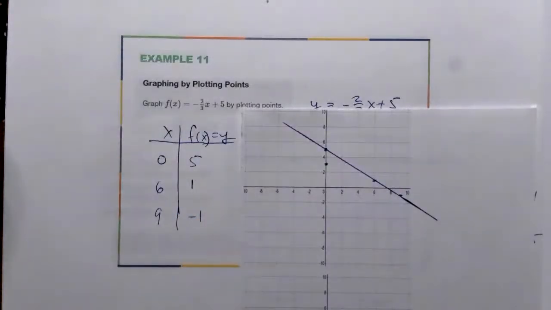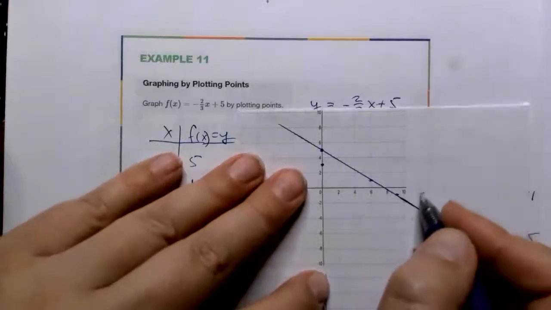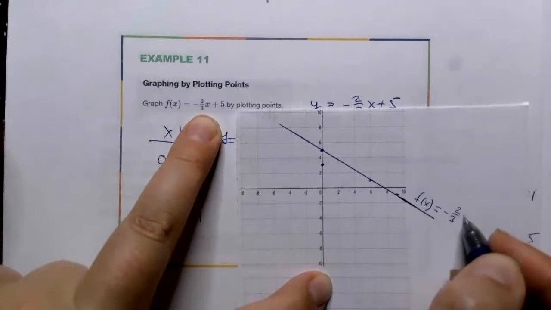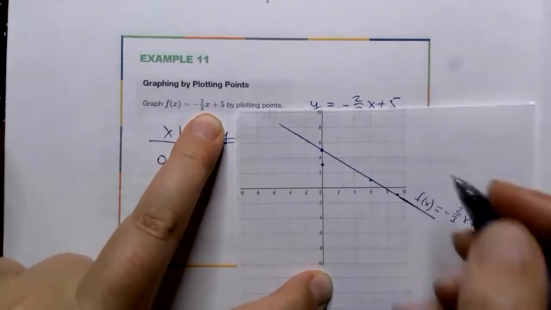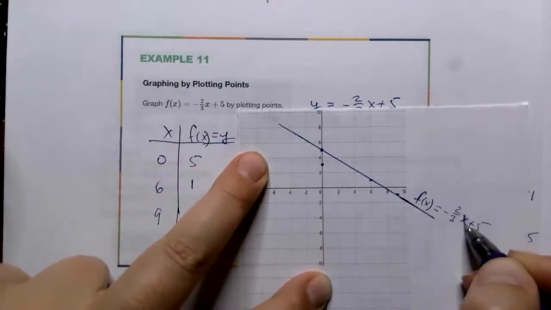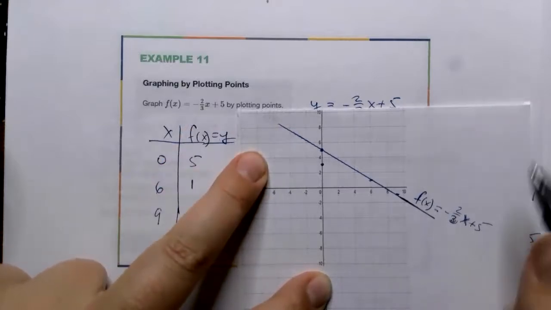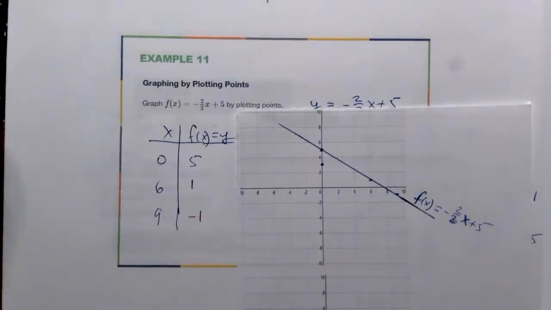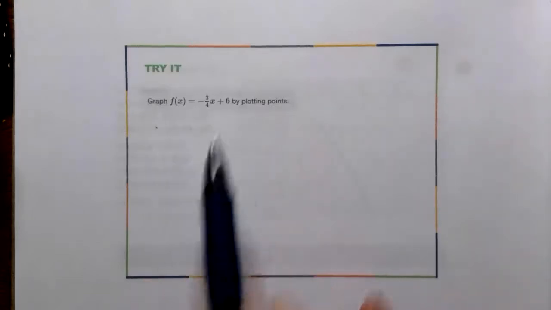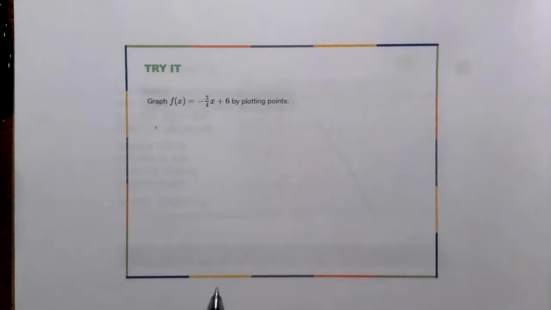It's always important to label your functions. So this is f of x equals -2/3 x plus 5. And you don't have to always write an equation for the function. If you have several functions with different names, you can just write the name of the function. And I would like you to try graphing this function by plotting points. Go ahead and try it, and let me know if you run into any problems.